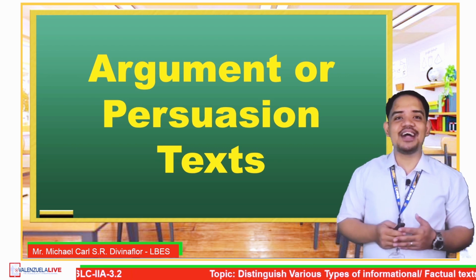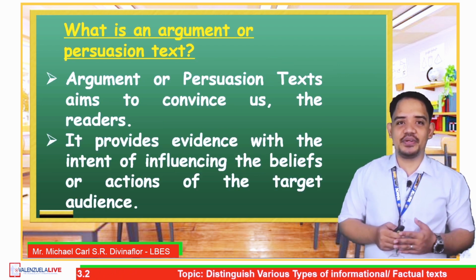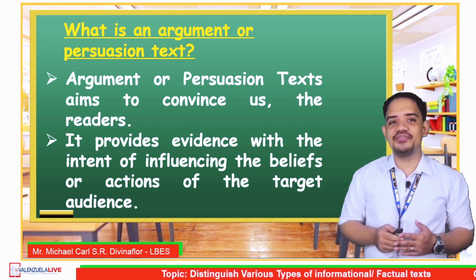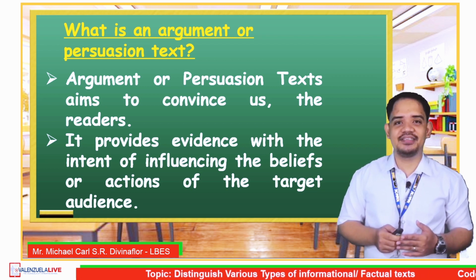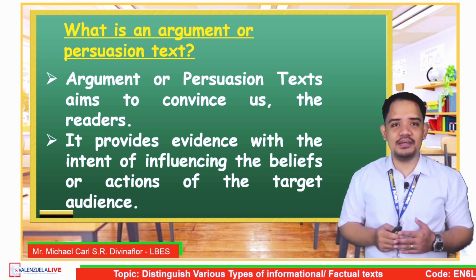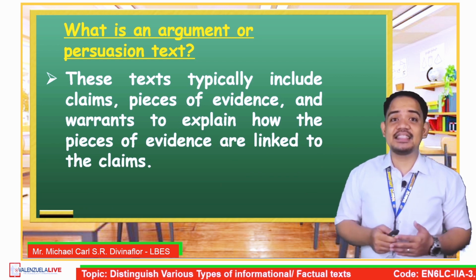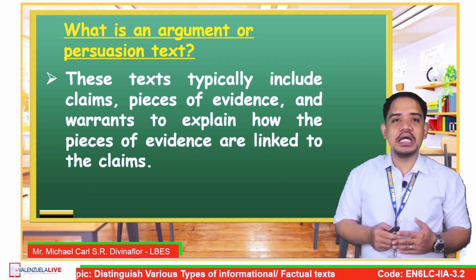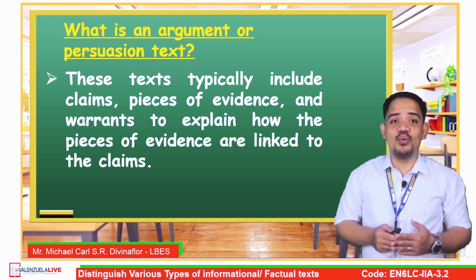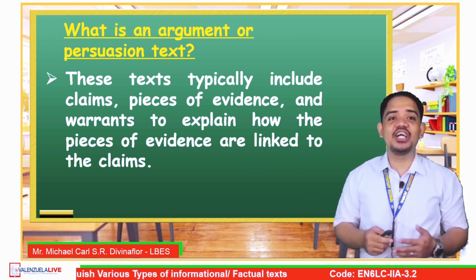The next one is argument or persuasion. Argument or persuasion text aims to convince us, the readers. It provides evidence with the intent of influencing the beliefs or actions of the target audience. These texts typically include claims, pieces of evidence, and warrants to explain how the pieces of evidence are linked to the claims.